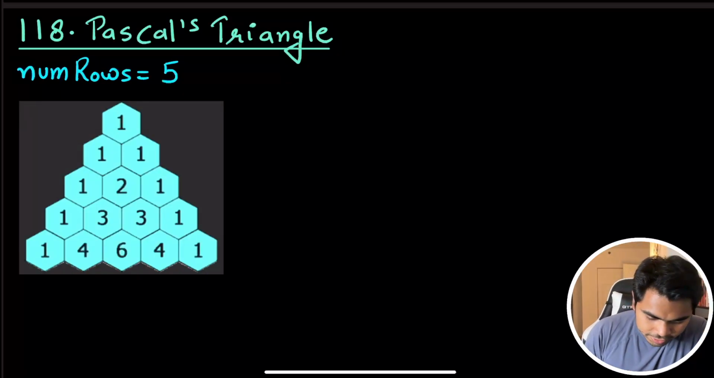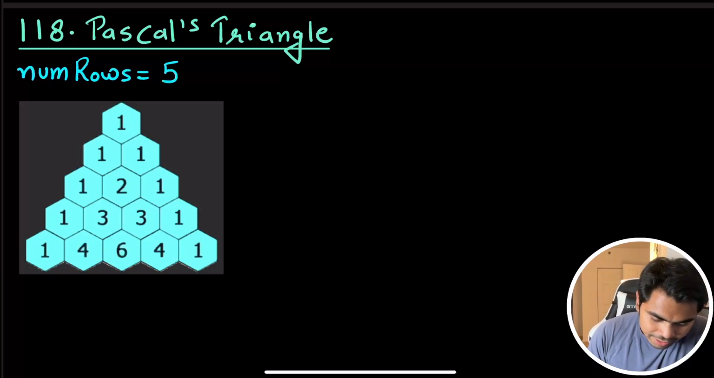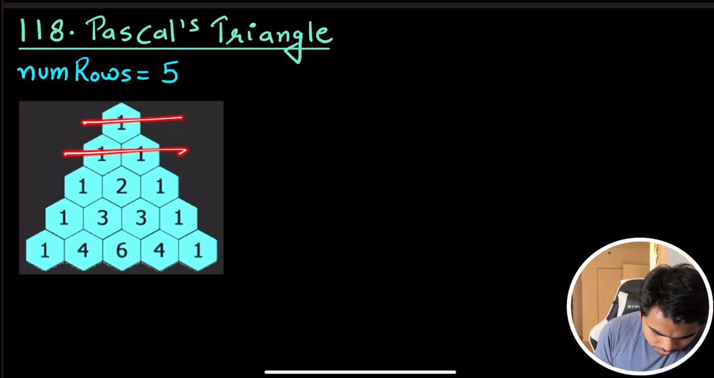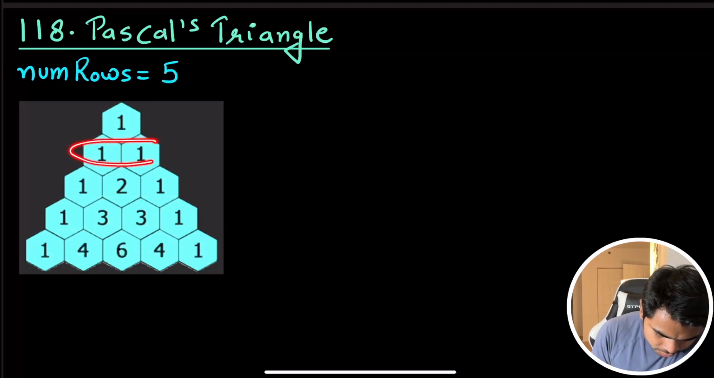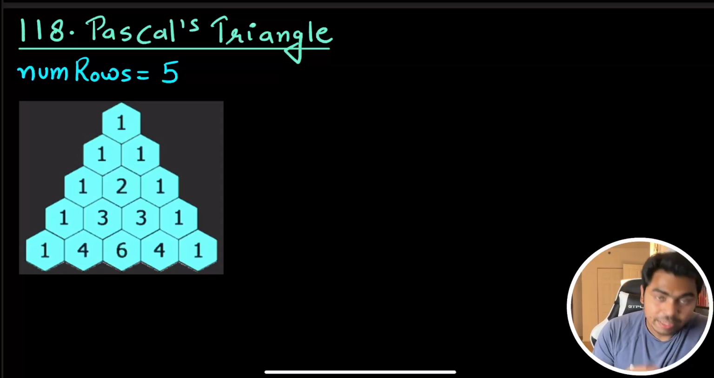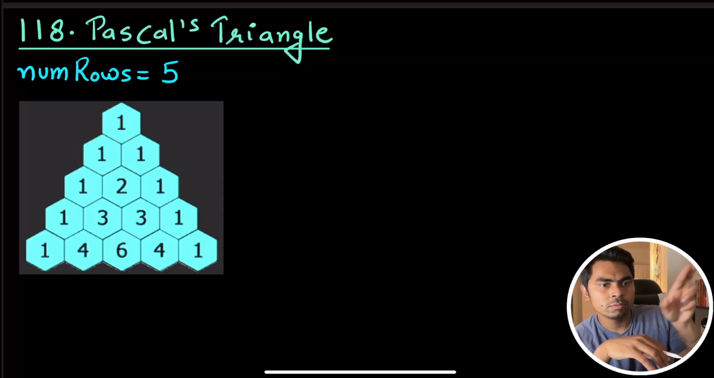If we are given numRows as 5, then we need to return Pascal's triangle, which is going to be a 2D array. Although this is the actual representation, this is how Pascal's triangle looks. It is going to have 5 rows, where in each row except the first one, each value is going to be the sum of the previous two values.